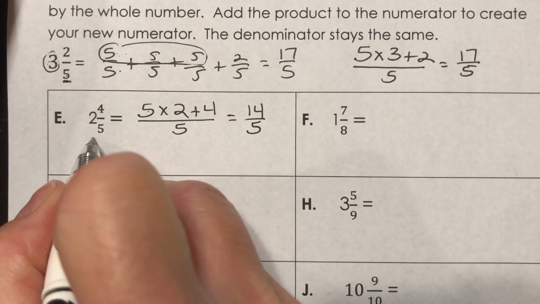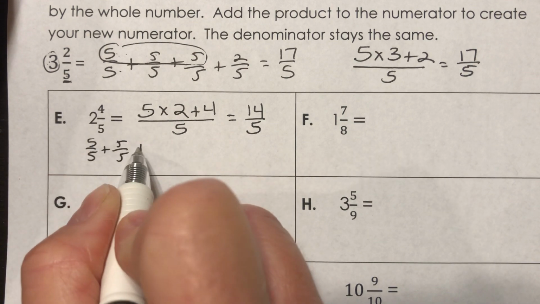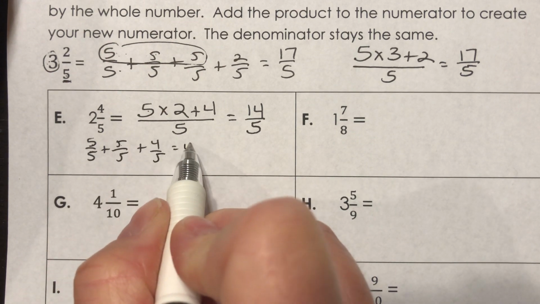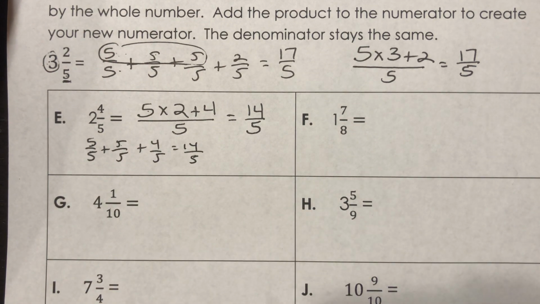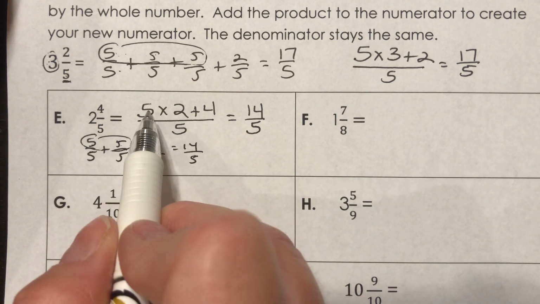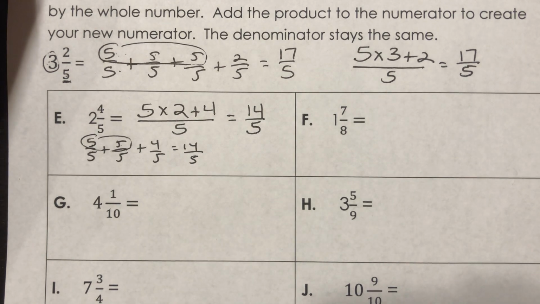So again, this 2 means that I have 5 fifths twice plus the 4 fifths, right? So 5 plus 5 is 10, plus 4 is 14. Keep your denominator. So instead of using repeated addition of 5 plus 5, the only thing we really changed was 5 times 2, because it's the same. All right, try it for letter F.